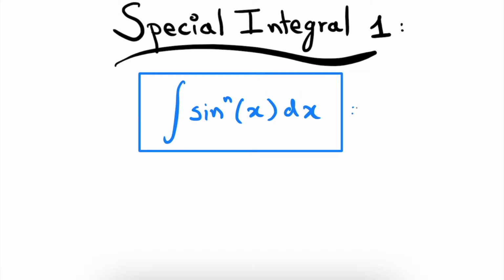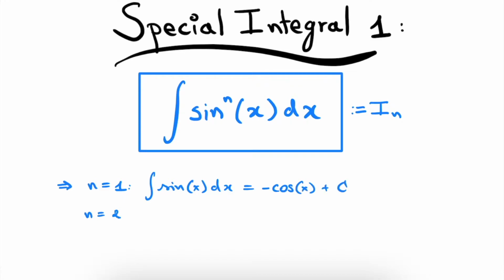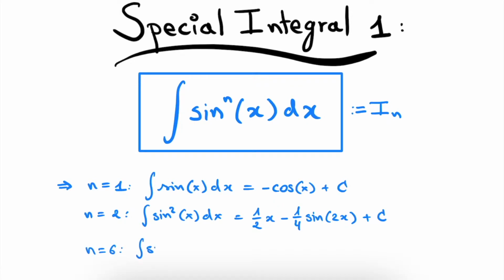And we denote this integral as I subscript n, where this n can be any number you like. It could be 1 or 2, in which case we already know how to solve it. In the case of n is equal to 1, it simply becomes a basic integral. And for n is equal to 2, we can simply use goniometric formulas to get the right result. However, n could also be 6 or 11, which are much less straightforward to solve.